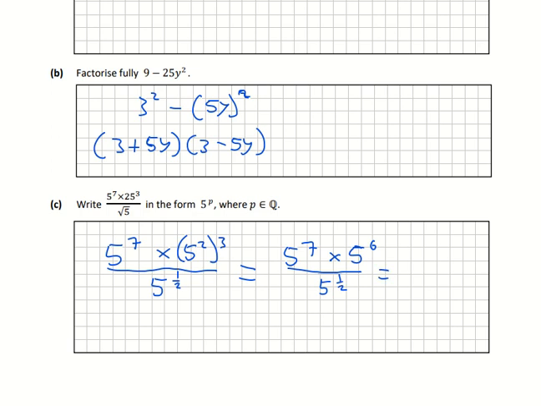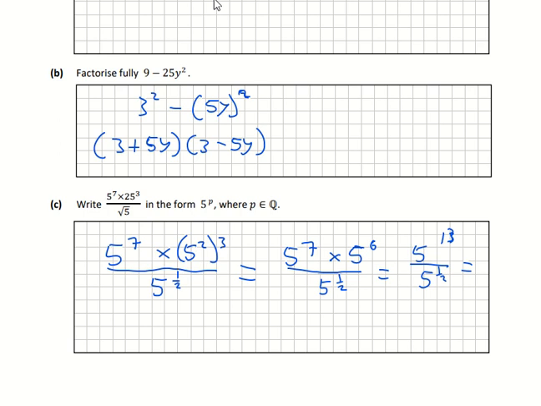Then on the top, another rule of indices is if I have the same base, which I do here, which is 5, to different powers, and it's multiplied, I can just add the powers together. So that's the same thing as 5 to the power of 13 on top, over 5 to the power of a half. Then finally, when they're being divided, I can subtract the powers. So I can do 13 minus a half.